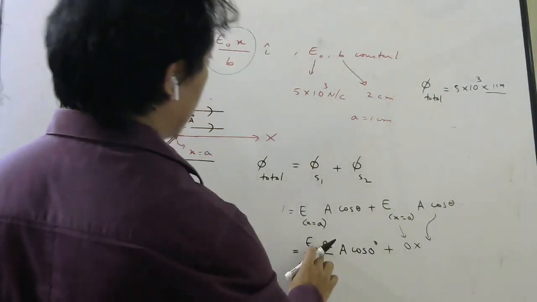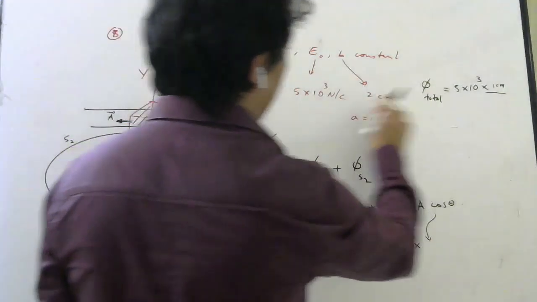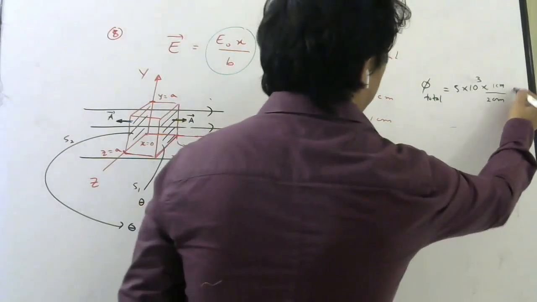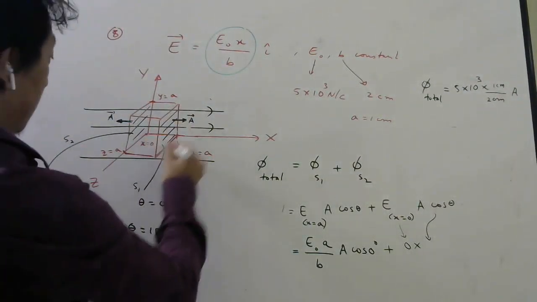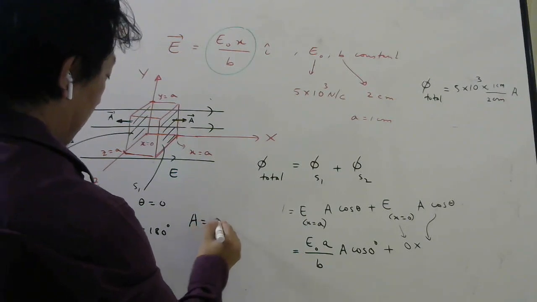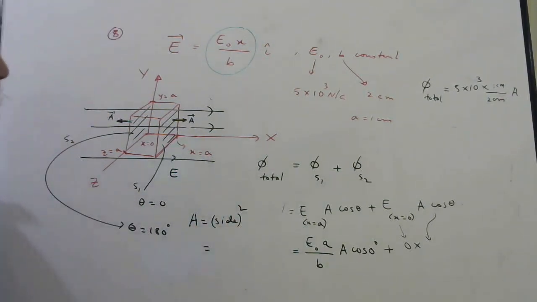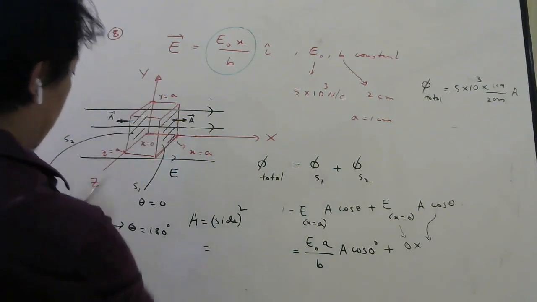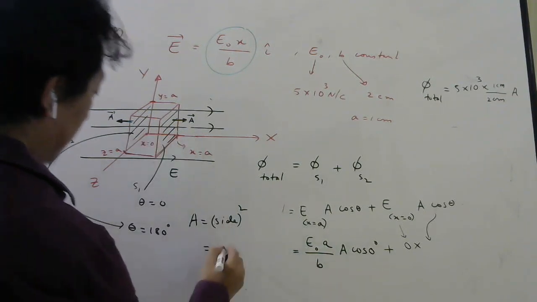Sorry, A is 1 centimeter, B is 2 centimeter. So B is 2 centimeter into area. Let me calculate the area of this face. Area will be side square. So side square means I have to write what is the side of this surface. That is your A, no? This is your A, right? And that is A square.